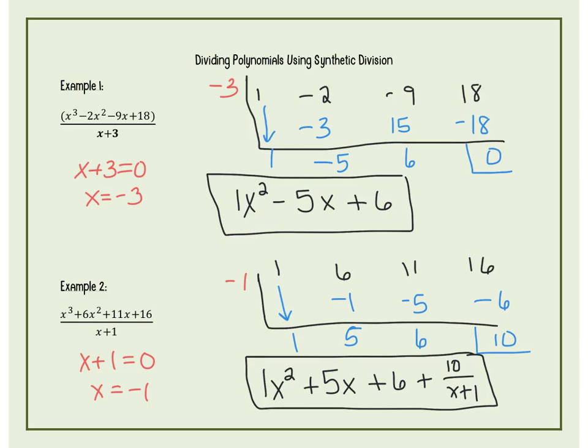So again, these are my coefficients. I start with one exponent lower than the one I started with. So I started with 2, 1, none. And the last number is always your remainder, and we're going to write it over your divisor, also called a denominator in this case.